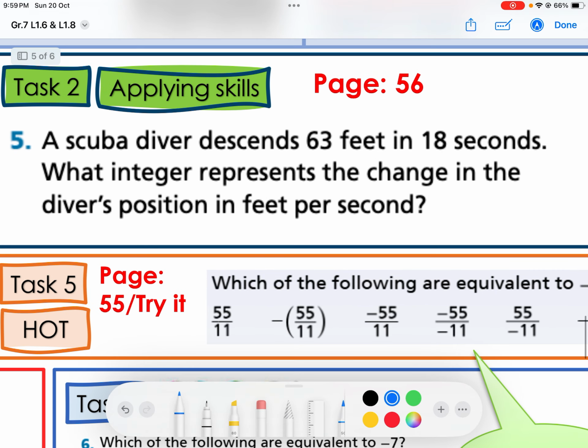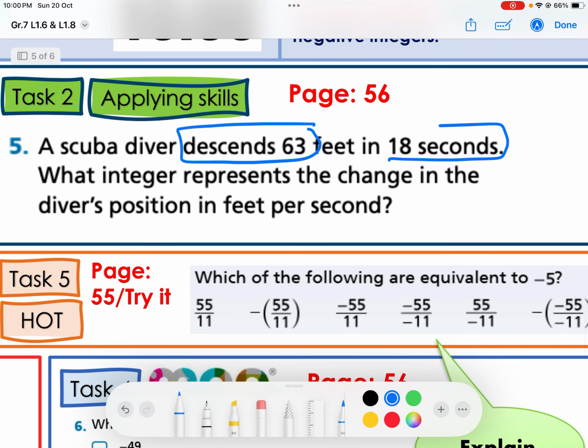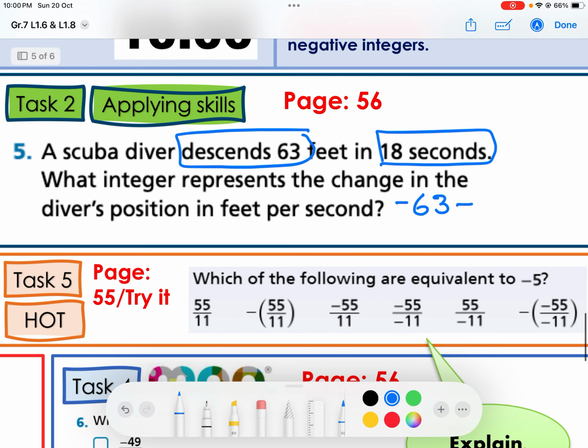Okay, here we have a scuba diver who descends 63 feet in 18 seconds. What integer represents the change in the diver's position in feet per second? So here I have descends, that means it's negative 63 in 18 seconds. I need to know what change is happening every second. So that means I will divide by 18.